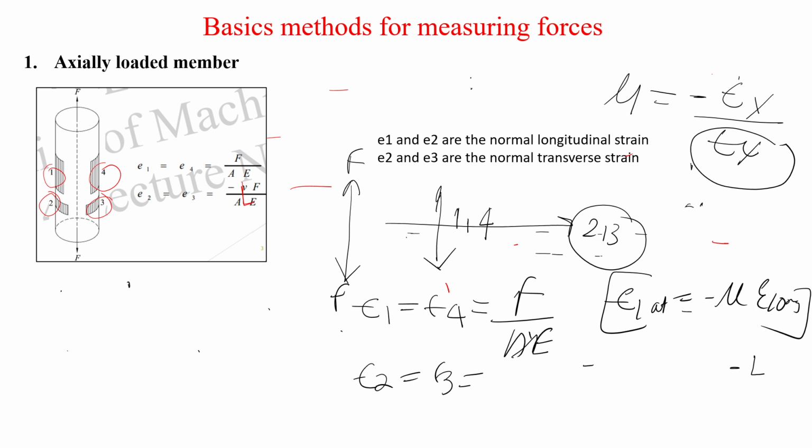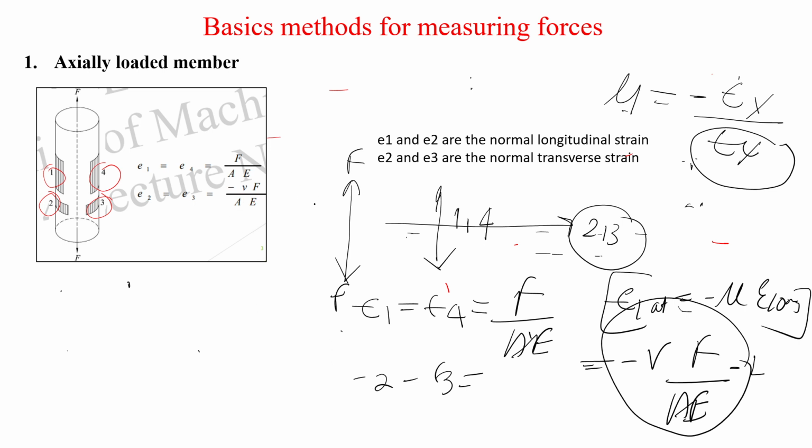This is very easy, because Poisson ratio is the negative of lateral strain upon longitudinal strain. The lateral strain is what? Minus nu times the longitudinal strain. Longitudinal strain epsilon 1 equal to epsilon 4, which is F upon AE. So the lateral strain is minus mu F upon AE, right?